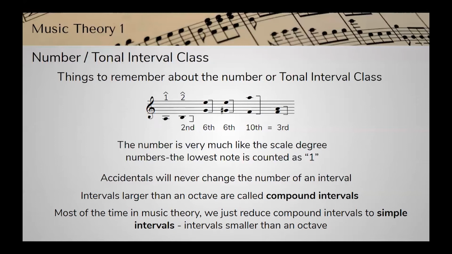And then anything beyond an octave, we'll just reduce so that it is an octave. Okay, so like a ninth, since that's one more than an octave, we would just reduce that to be a second. Okay? Another trick to think about that is you subtract 7 from it. So that tenth there minus 7 equals 3. So a tenth is also a third. But for most purposes, compound intervals are reduced to simple intervals. And we just analyze them that way.